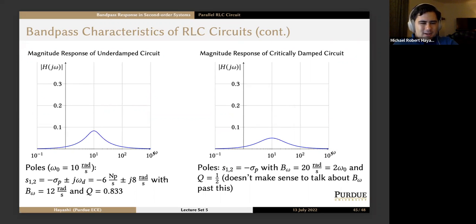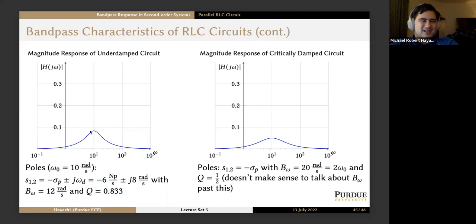So, what happens if we let the circuit relax a little bit further? We increase the R a bit more. For the same omega naught equals 10 radians per second, we'll get maybe negative 6 nepers per second plus j8 radians per second. The bandwidth is now 12 radians per second, and already that's kind of suspicious because we're saying the bandwidth is greater than our center frequency. So this is a Q less than 1 type of scenario.